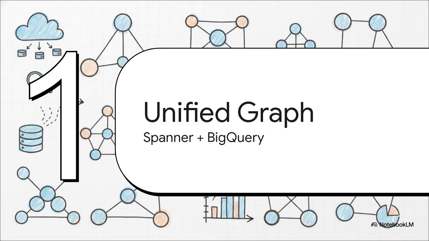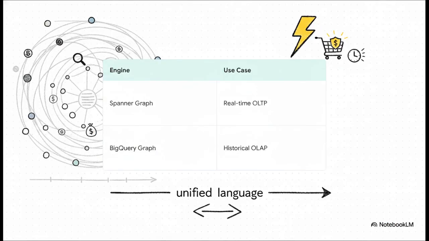Finally, let's bring it all together in Section 6, the Unified Operational Graph, combining Spanner and BigQuery. In any real-world enterprise, you're dealing with both operational workloads and analytical workloads, right? Well, BigQuery Graph is your absolute powerhouse for historical OLAP analysis, perfect for uncovering those massive long-term fraud rings across petabytes of data. But Spanner Graph is its sister engine, built for real-time OLTP operations. Spanner Graph is what can instantly block an active fraudulent transaction at a checkout counter with millisecond latency. The absolute magic here is that both engines share the exact same unified GQL schema language, so there is zero context switching for your engineering teams.